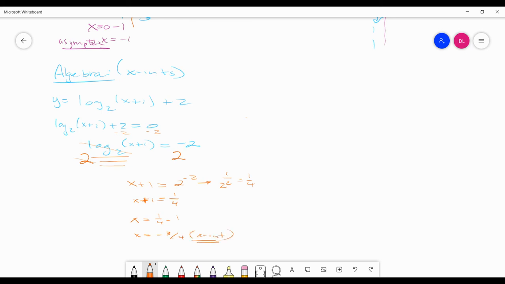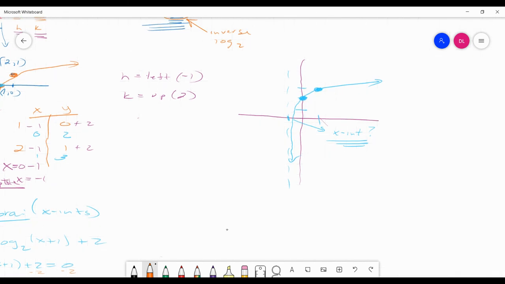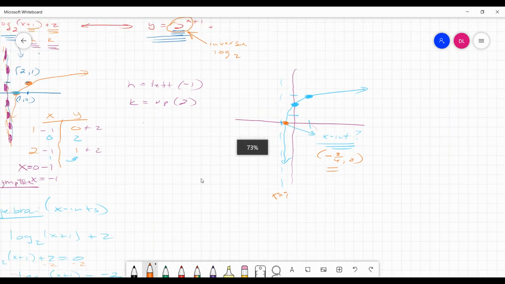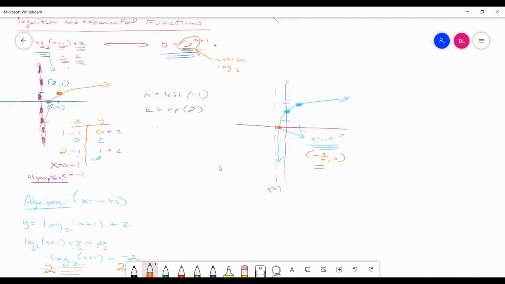And it kind of makes sense because if we go back to the graph, look where it's at. That's at negative 3/4 and 0. And remember that the asymptote is at x equals negative 1. So it's almost to x equals negative 1, which is about 3/4. So that pretty much makes sense. So this week, that's what we're dealing with. We're dealing with logs and exponentials, and that is how you solve your logarithm equation.